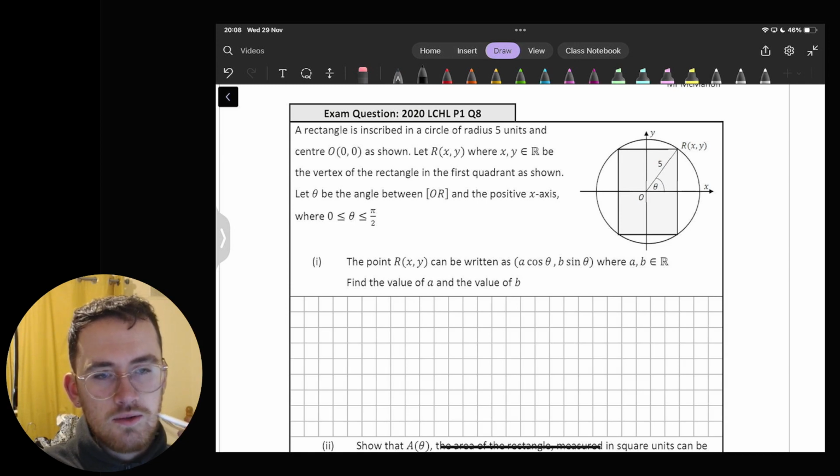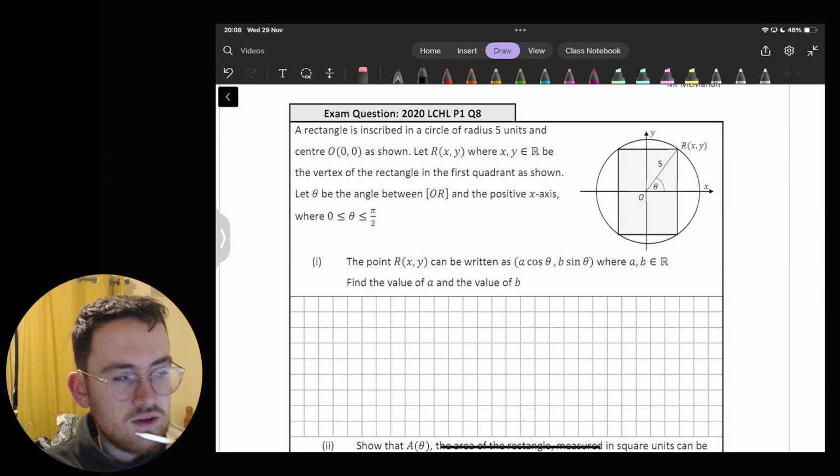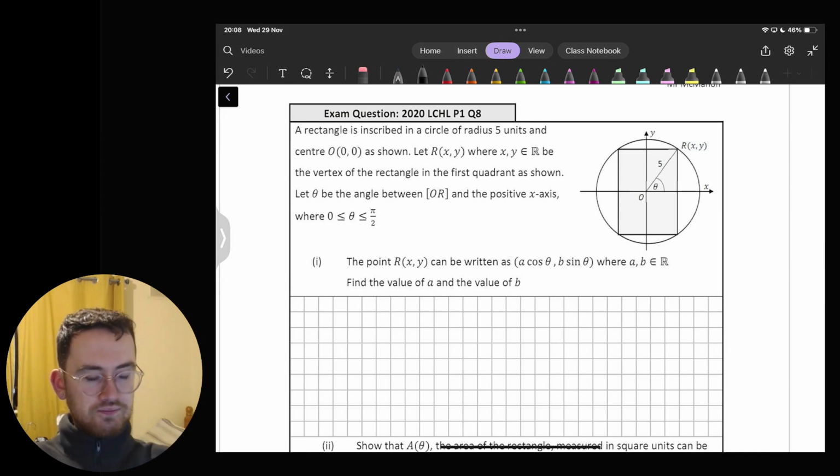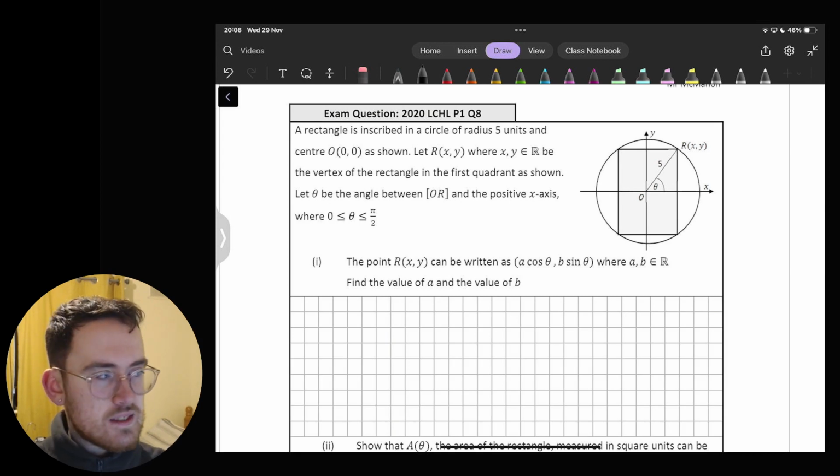The point P can be written as a cos theta, b sine theta, where a and b are elements of the real numbers. Find the value of a and the value of b. Okay. So let's have a look at this one, I suppose.